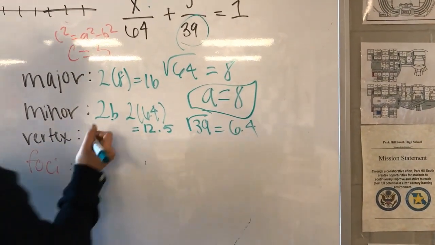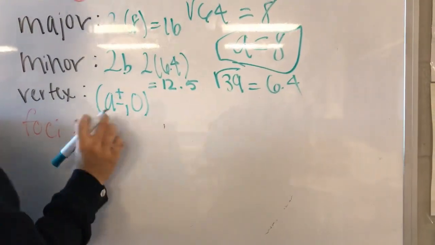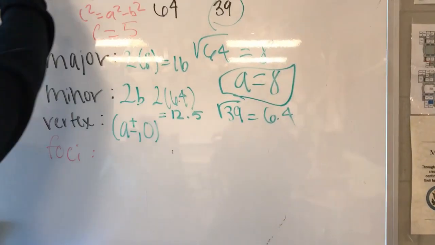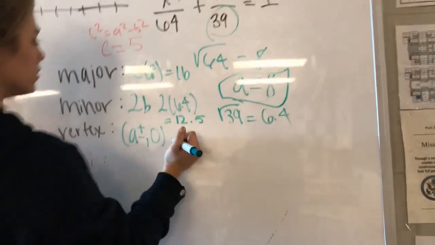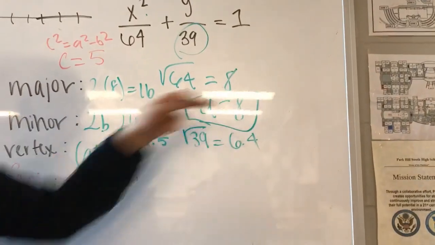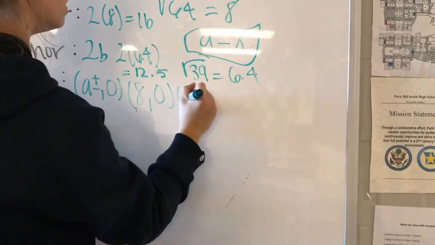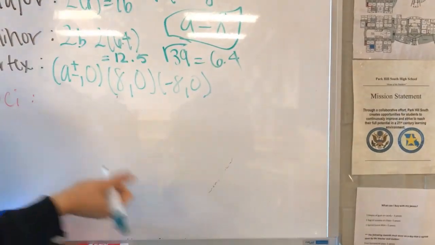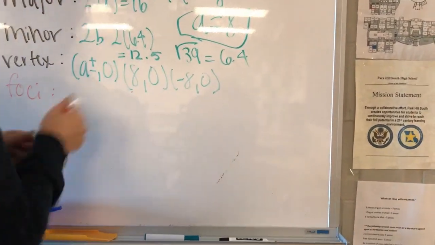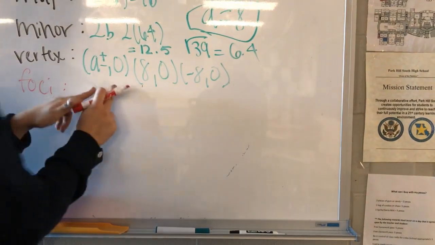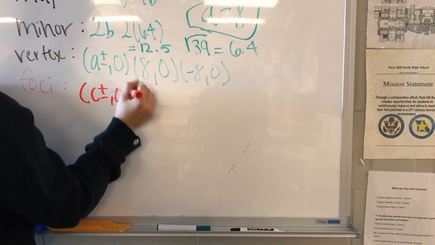Now to find the vertex, it's going to be a plus or minus 0. And we have it in the x part because our oval is going to be a funny looking oval this way. The fat part is this way. So we've already found a. Fortunately, it's 8. So it is 8, 0, negative 8, 0. Now to find the foci, it is almost the same thing as this, except we are substituting c in place of a. C plus or minus 0.